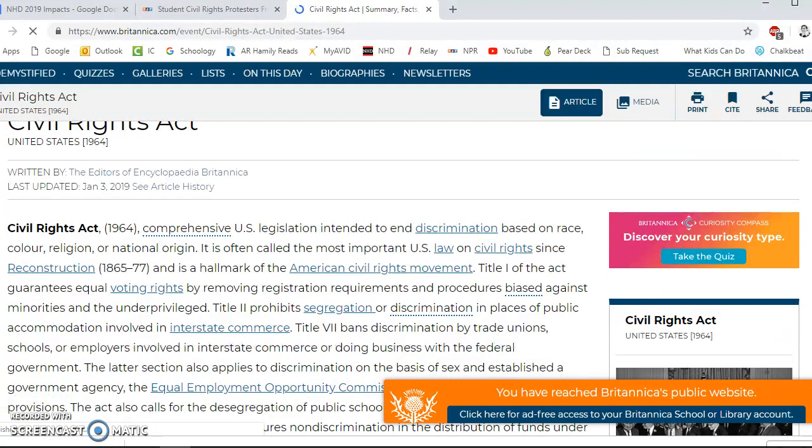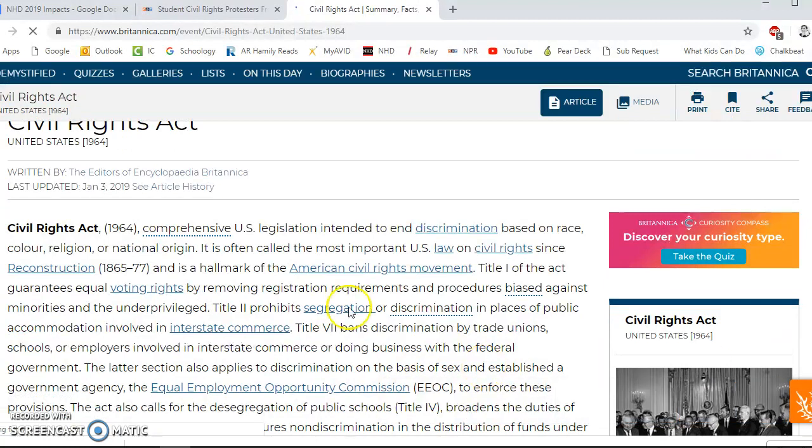All right. Britannica is telling me that the Civil Rights Act of 1964 was U.S. legislation. Ooh, legislation. That relates to laws that the government is passing. So again, that right there I know is relating to a political impact. So it's legislation that intended to end discrimination based on race, color, religion, or national origin. Definitely important.